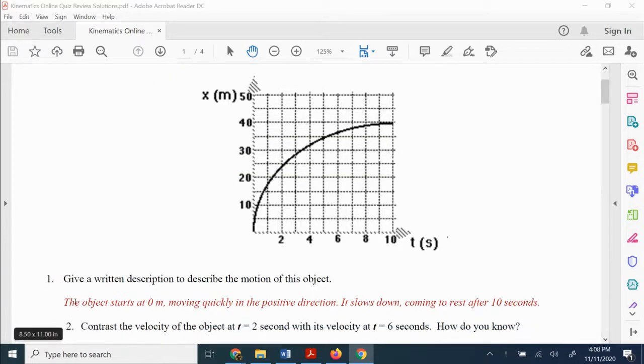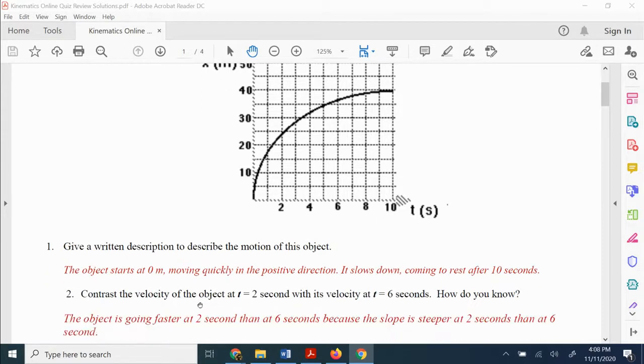So that's where I got this written description of the object starts at 0 meters because it starts here at 0, moving quickly in the positive direction because it's very steep, and it slows coming to rest after 10 seconds because it is flat after 10 seconds.